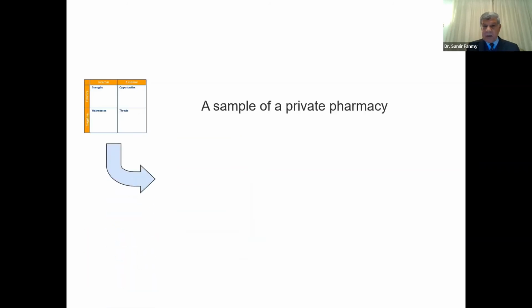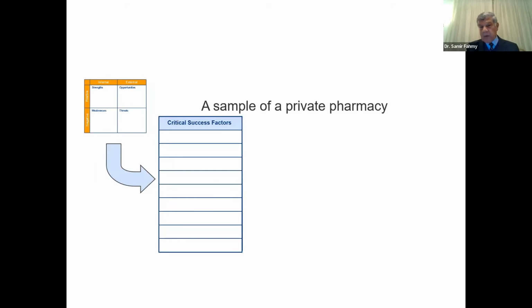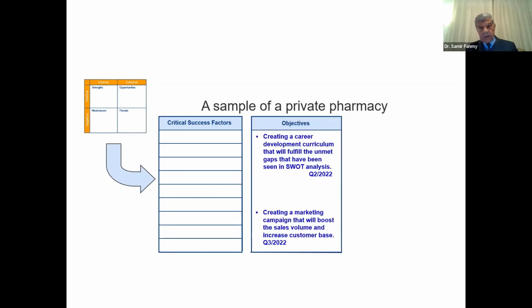So we'll have a sample of private pharmacy. That one we already have been working on. Imagine that you have the critical success factor here, and then you remember for the private pharmacy, we set two clear SMART goals. The first one, creating a career development curriculum that will fulfill the unmet gaps that have been seen in a SWOT analysis.